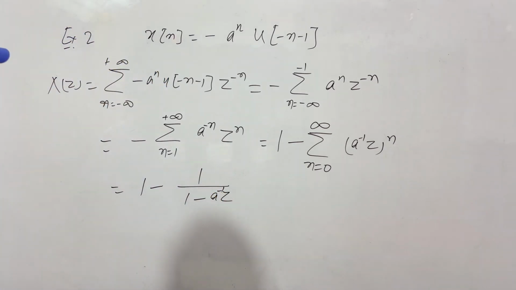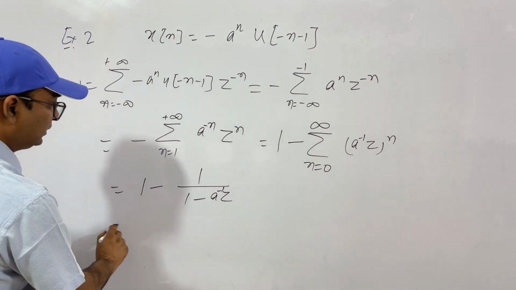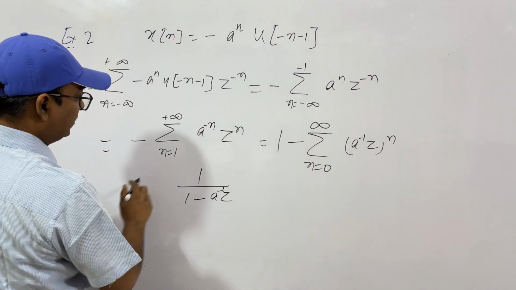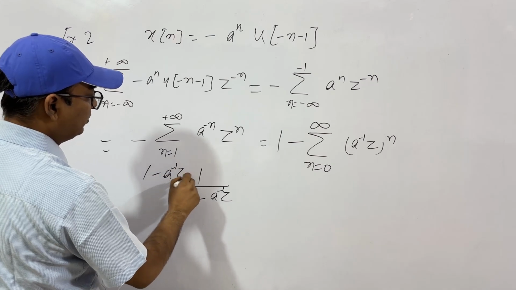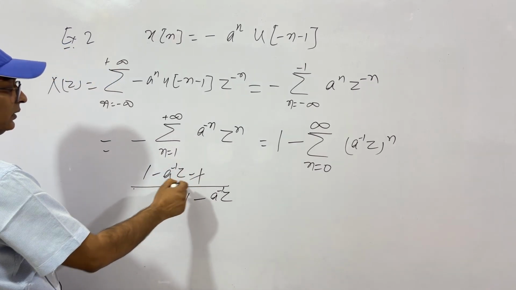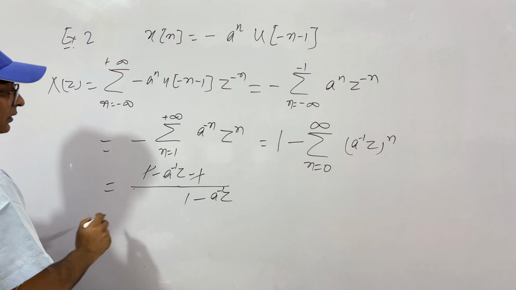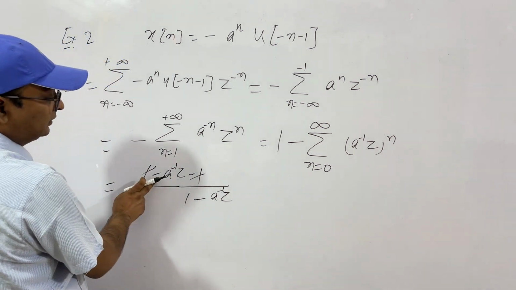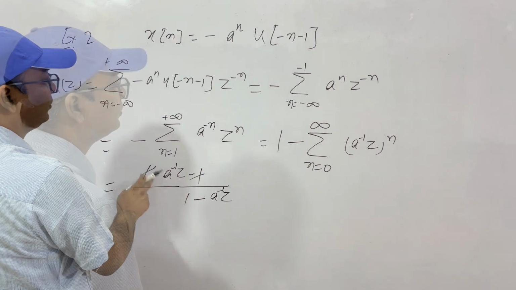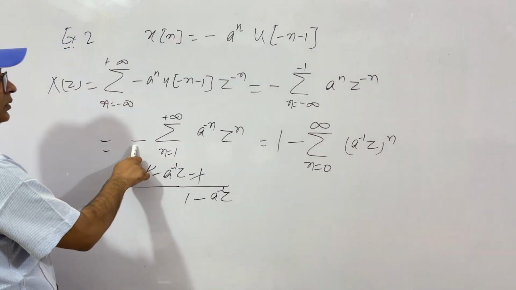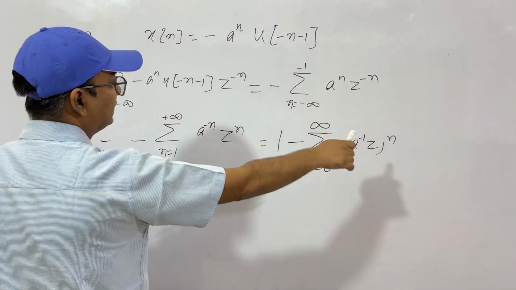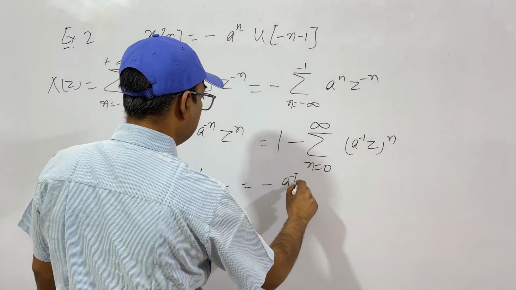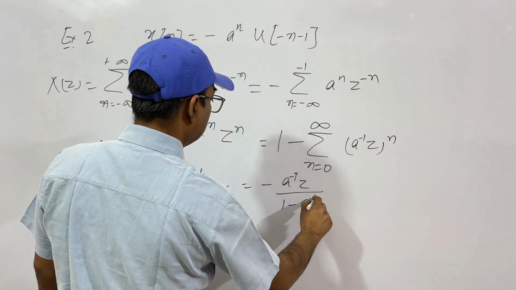This is what you get. So if you take it, I'm doing it here only. So it will be 1 minus a inverse z minus 1. So this cancels. What do you get? You get minus a inverse z. See, this is minus a inverse z. Yes, correct. This is minus because here it will be minus and then minus. So what we get is minus a inverse z by 1 minus a inverse z.